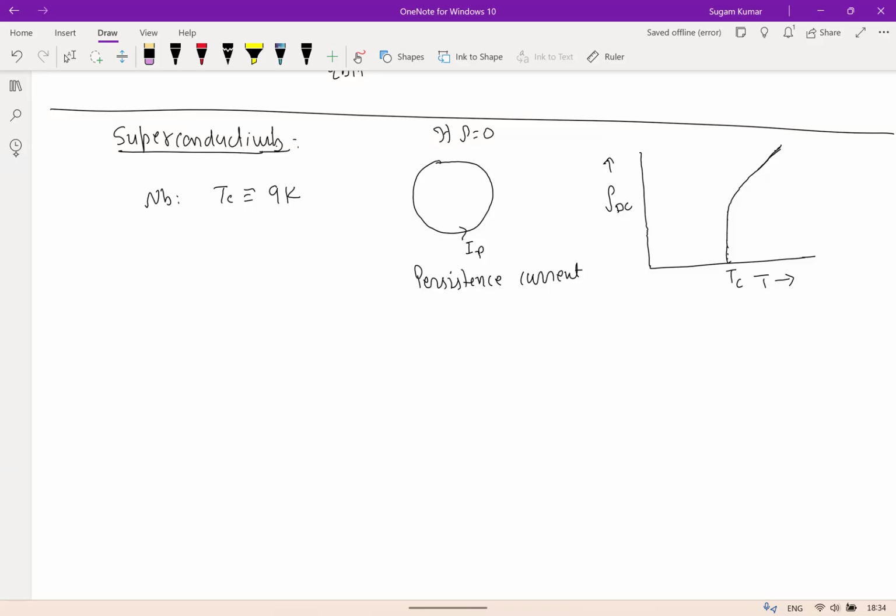If it doesn't quench. So here also, if you have this rubidium, this will make it at 9 Kelvin. So then this is practical. Exactly, the current will keep flowing.